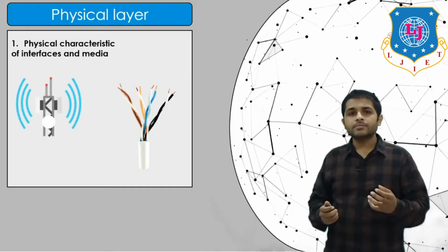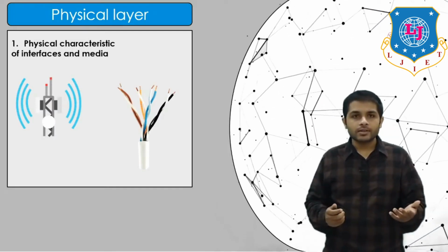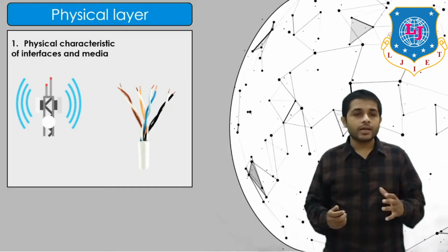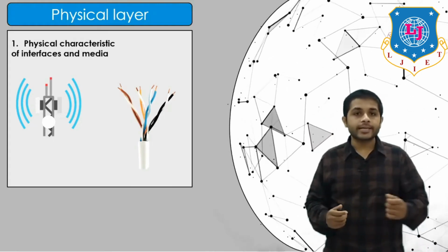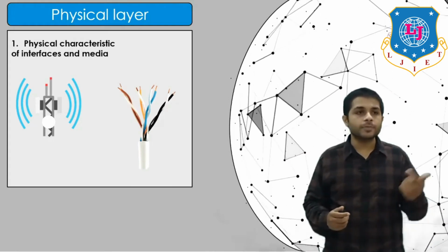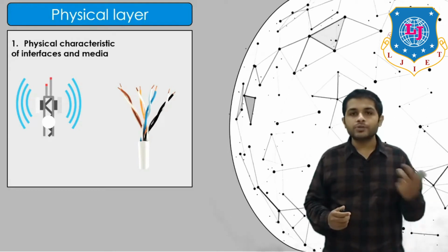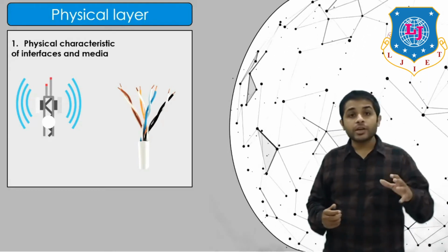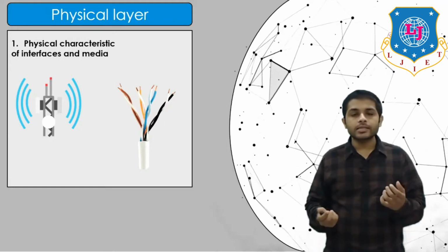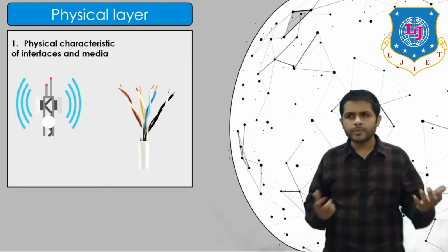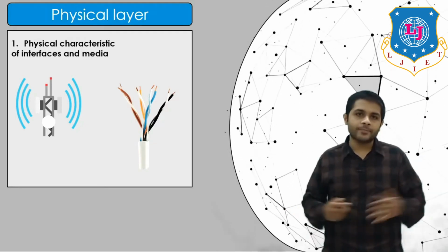So the media can be wired or wireless. If it is wired, then there are different options available. It could be coaxial cable, it could be optical fiber, it could be twisted pair cable. If the communication is wireless, then it could be radio wave, it could be Bluetooth communication, etc.